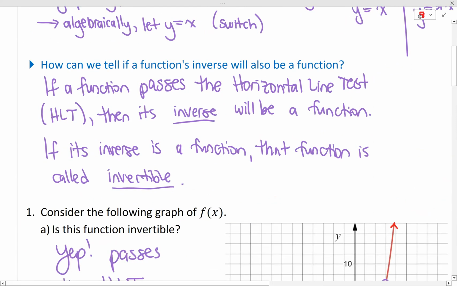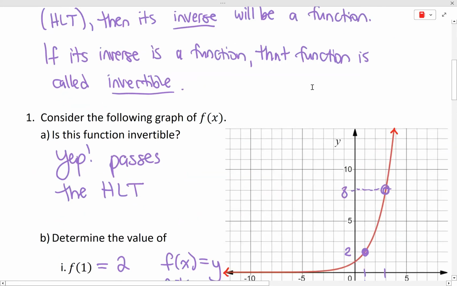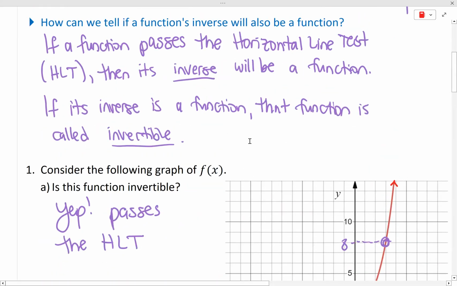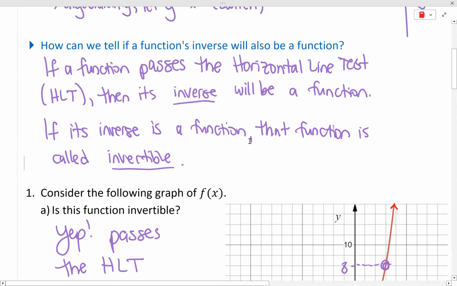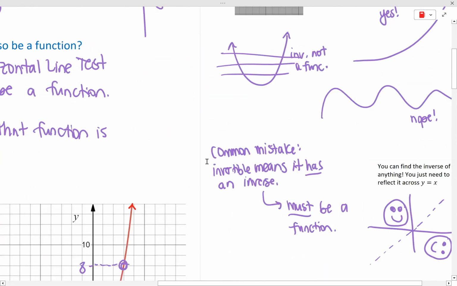If a function passes the horizontal line test, which, as you can imagine, is like the vertical line test, except horizontal, that tells you that the inverse will be a function. If the inverse is a function, it's called invertible. A common mistake is that people think the word invertible means that the inverse exists, but that's not true. Invertible means the inverse is a function. The inverse of anything exists.